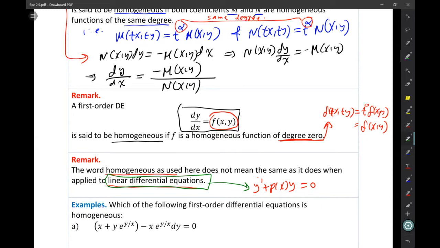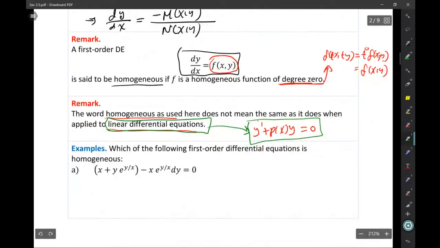This one is different from the homogeneous equation, but we said homogeneous linear differential equation. This is linear differential equation and homogeneous. I mean the right hand side is equal 0. Let's see some examples now on homogeneous equation.